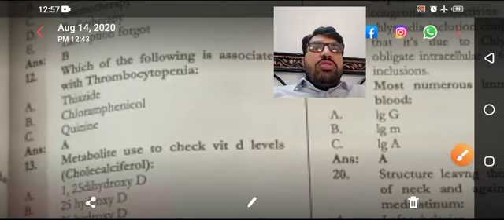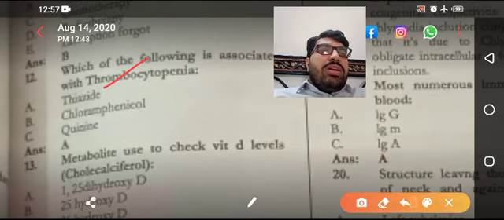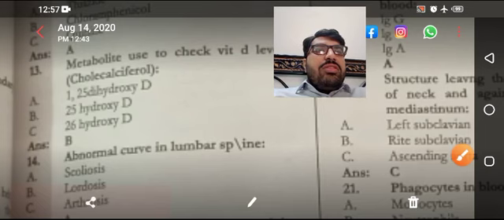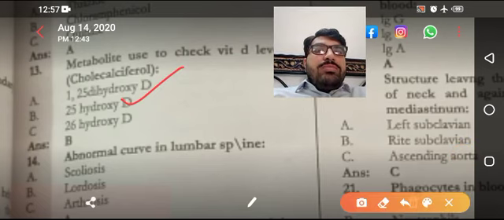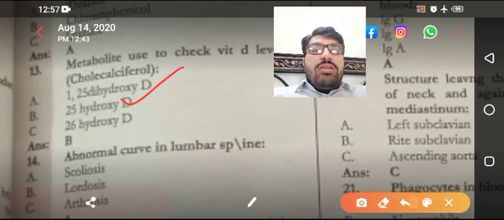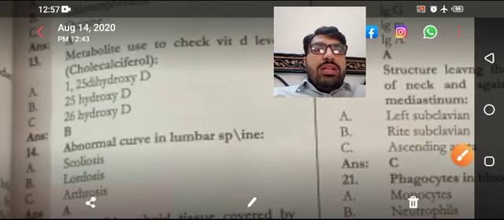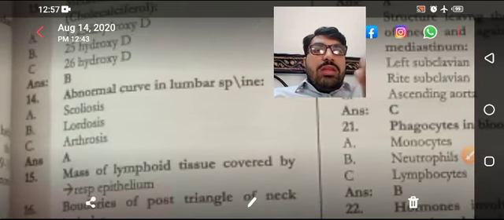Which of the following is associated with thrombocytopenia? Thiazide diuretics. That is the right answer. Coming next, vitamin D, we do test in the laboratory. That is 25 hydroxy. That is the right answer. 25 hydroxycholecalciferol. That is the right answer.